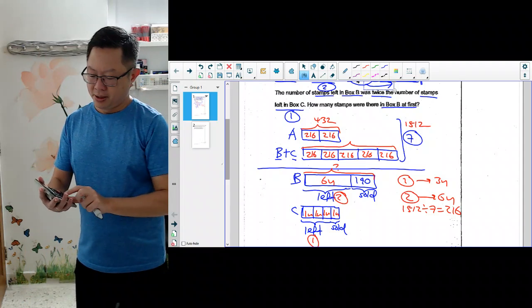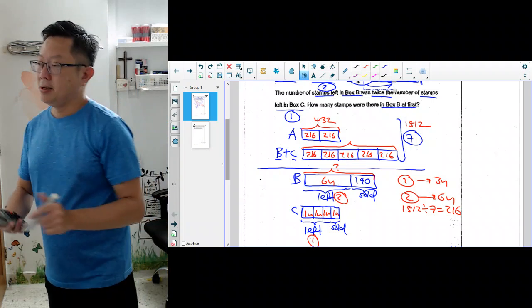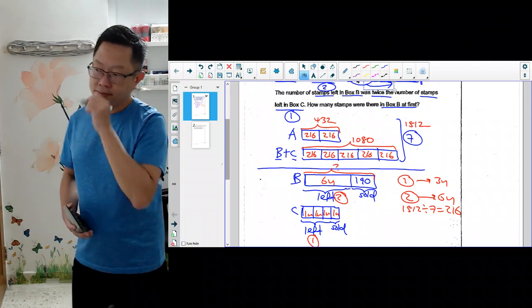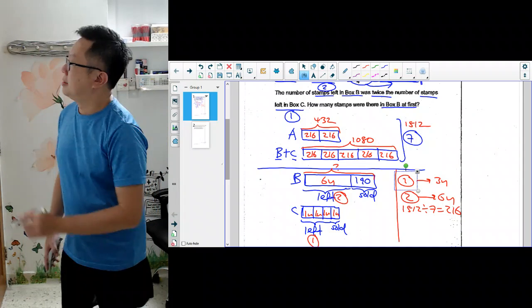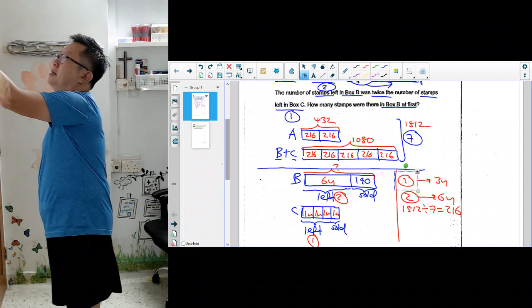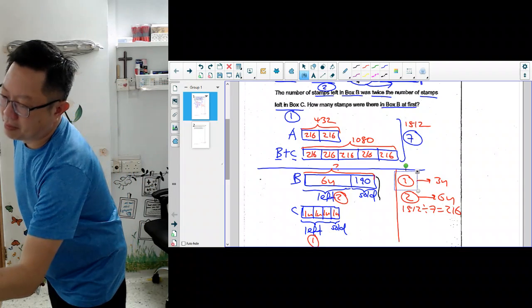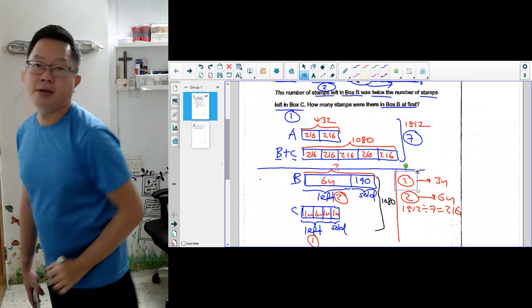So you have how many stamps in box B and box C? That will be 1080 stamps in box B and box C. Alright, then you compare the bottom, right? The model at the bottom, and you will see that box B and box C must be the same total, which is also 1080, right?